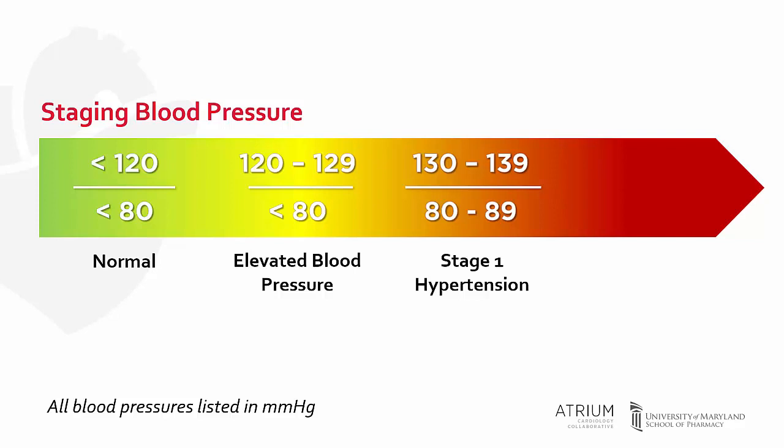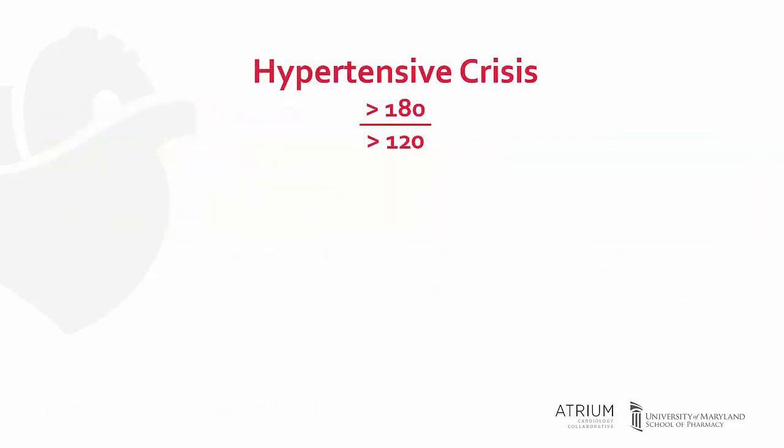Now, hypertension can be further divided according to severity into stage 1 and stage 2 hypertension. Stage 1 hypertension refers to those blood pressures of 130 to 139 over 80 to 89 millimeters of mercury, whereas stage 2 hypertension refers to those blood pressures exceeding 140 over 90 millimeters of mercury. Now, the last category of hypertension is what's known as hypertensive crisis. Now, although the definitions vary, a hypertensive crisis generally occurs when blood pressures exceed 180 over 120 millimeters of mercury.